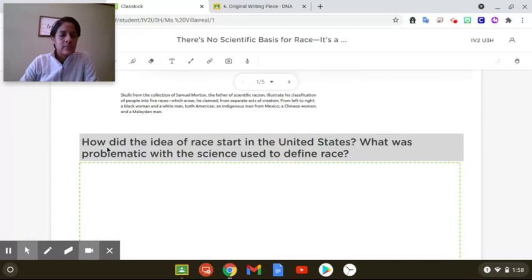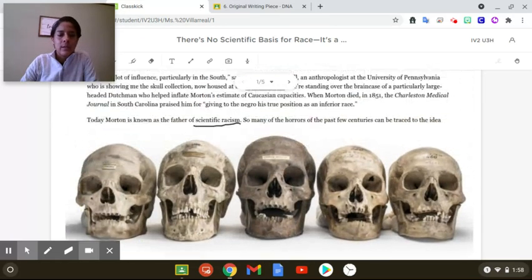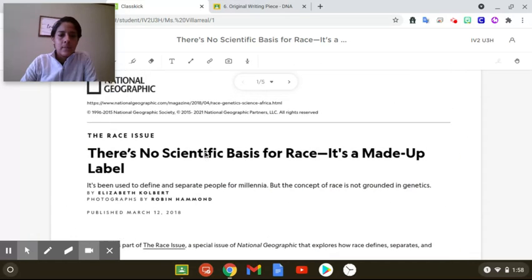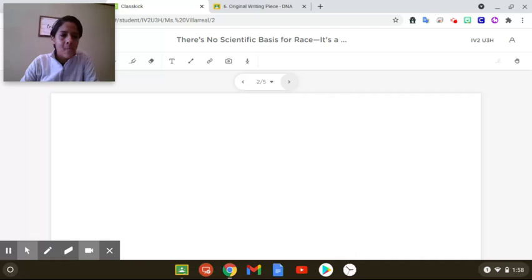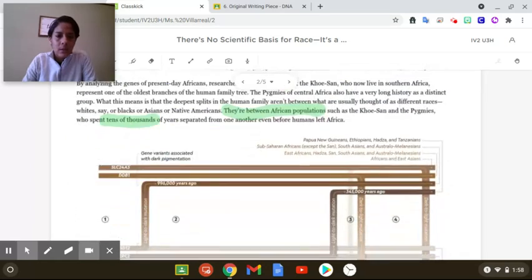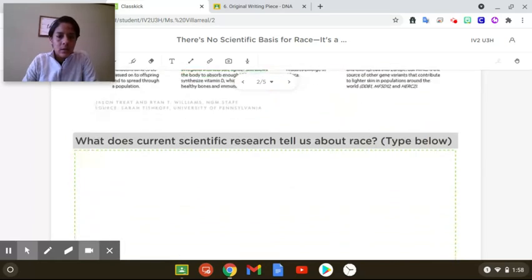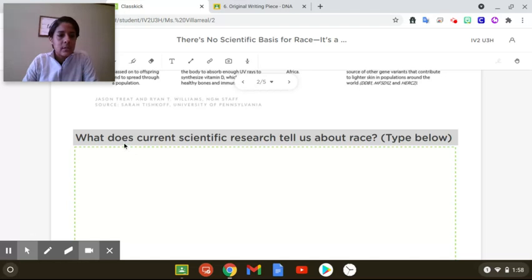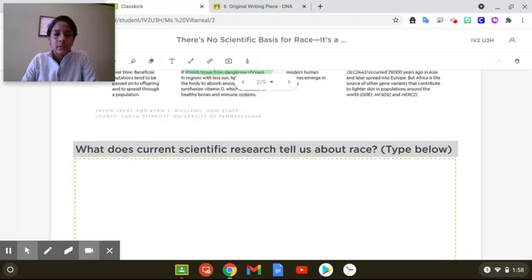The question for slide 1 is, how did the idea of race start in the United States? What was problematic with the science used to define race? Click on the next slide after you're done answering that one. The second one talks all about how science has developed since the first initial ideas of race were formed. The question on this page is, what does current scientific research tell us about race?